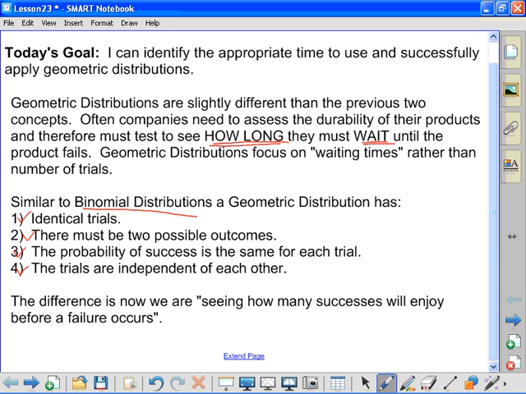Okay. The difference is now that we are seeing how many times we will be successful before a failure occurs. So the focus again, and I can't stress this enough, is our waiting times, okay? We're really focused on waiting times. So let's move along.